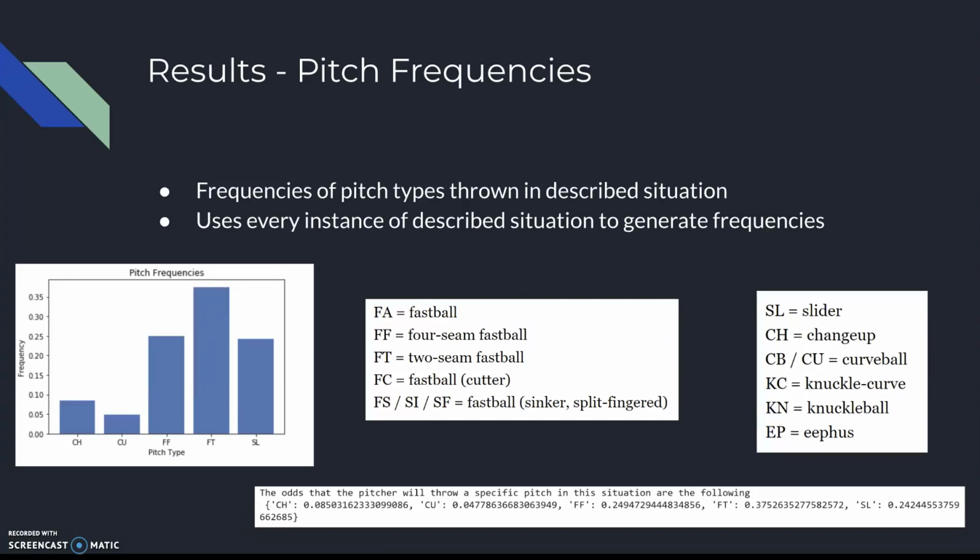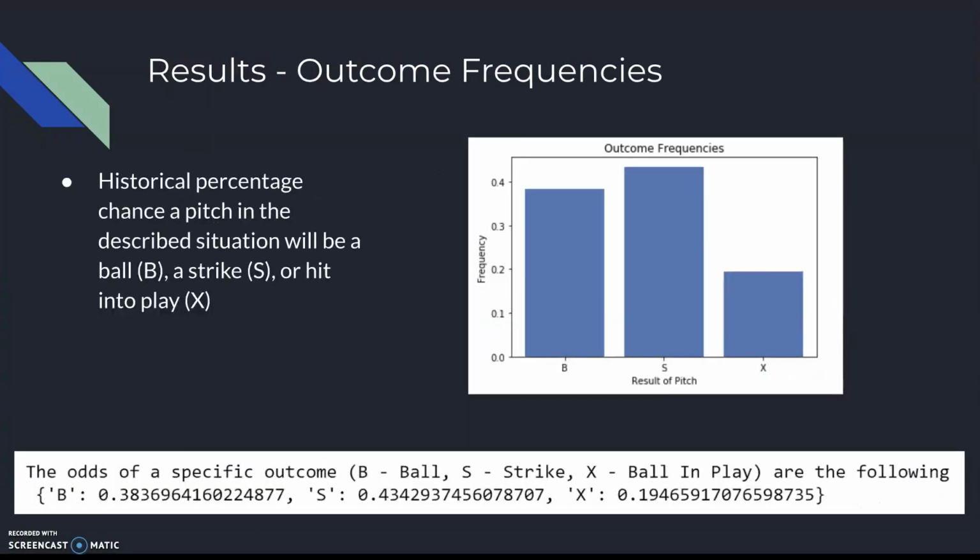The first of those areas is pitch frequencies. Situational pitching behavior will tell the user the frequency of different pitch types thrown by the pitcher in the specific situation outlined, and will display those results graphically and numerically. The second item displayed by situational pitching behavior is the outcome frequencies.